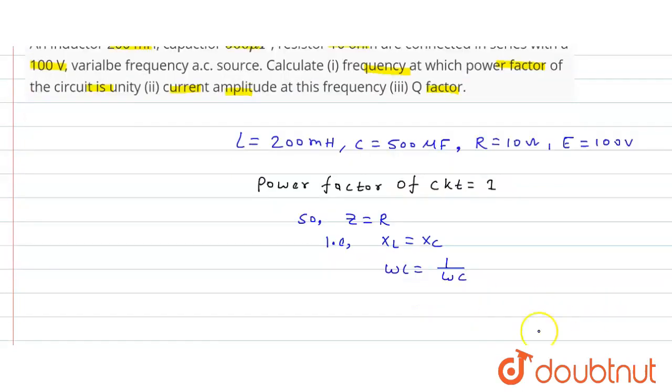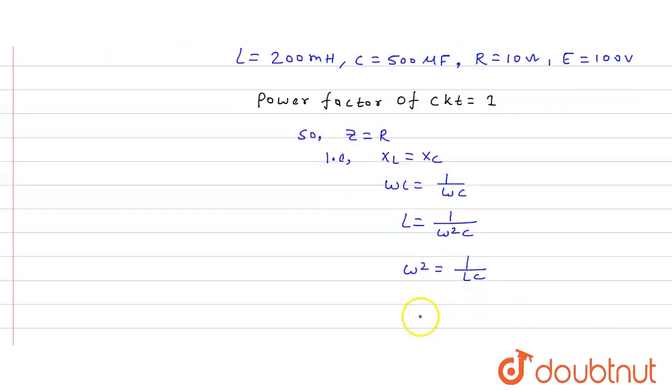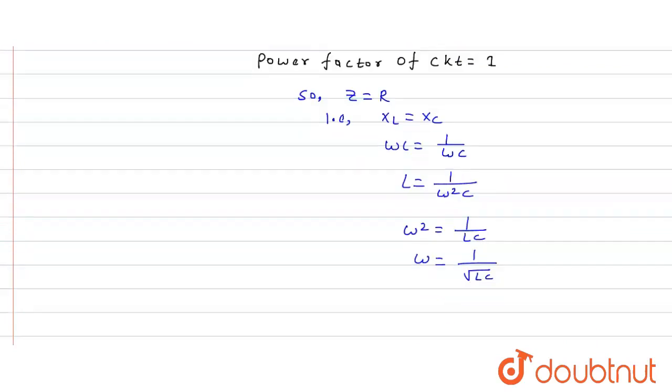So from here, L is equal to 1 upon omega square into C, and omega square is equal to 1 upon LC. So omega is equal to 1 upon under root of LC. We know omega is 2 pi into frequency F, so 2 pi F is equal to 1 upon root LC.